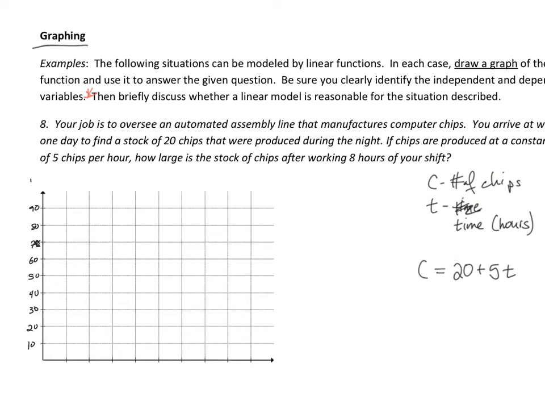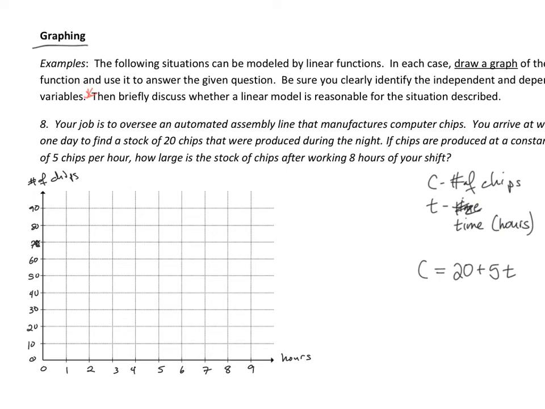So this will be the number of chips, whereas this will be the hours. So what is the question again? How large is the stock of chips after working 8 hours of your shift? Okay, so we know we have to have 8 hours down here. 0, 1, 2, 3, 4, 5, 6, 7, 8, 9. Cool. All right. So how do we graph this?